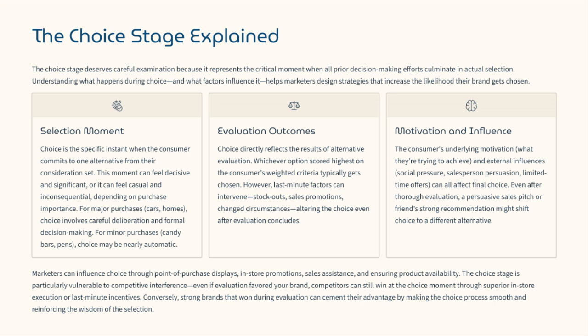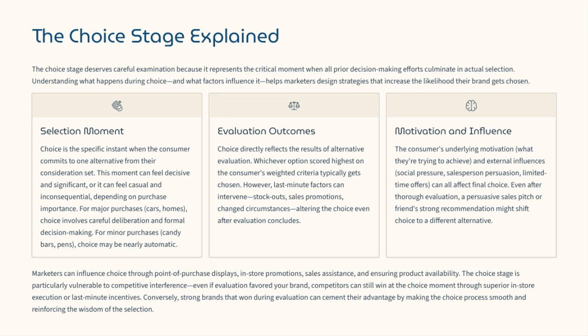The actual moment of choice is when the consumer commits to one option from their consideration set. This moment can feel very significant, especially for big purchases like cars or homes, where careful deliberation is involved. For smaller, everyday items like candy bars or pens, the decision might be almost automatic and casual.